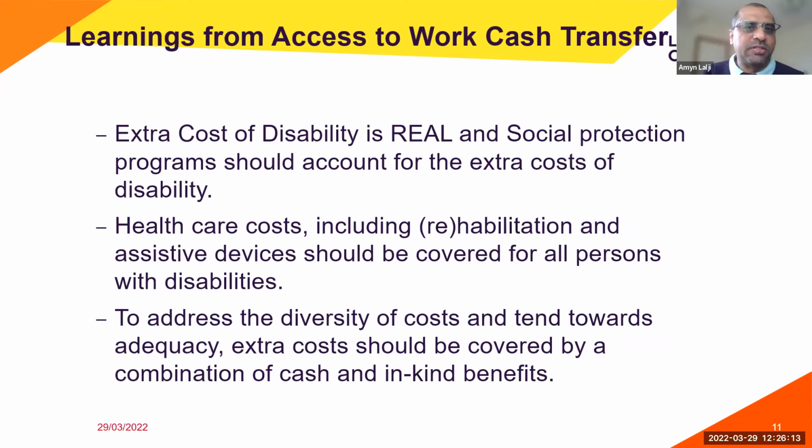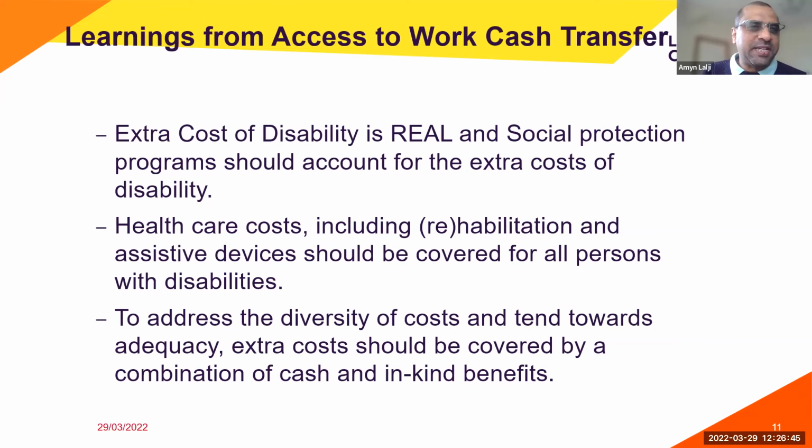Then healthcare costs, including rehabilitation and assistive devices, which through our research has been shown to be the highest cost for people with disabilities, should be covered throughout the life cycle, whether it's childhood, whether it's working people with disabilities, or in the old age. All these three categories, healthcare cost and rehabilitation and assistive devices cost, should be covered for all people with disabilities.